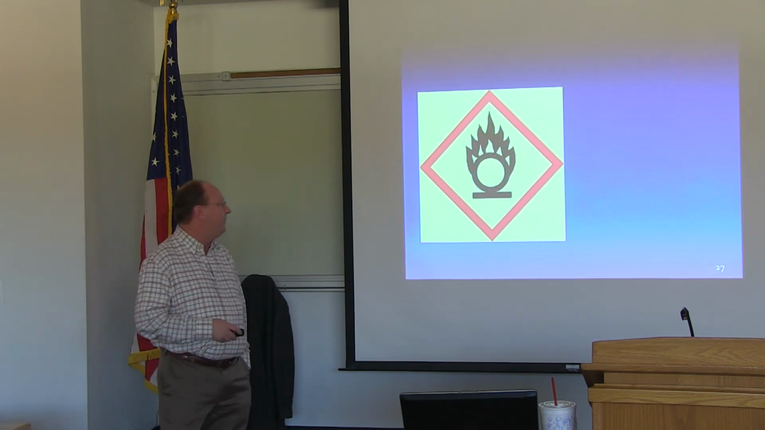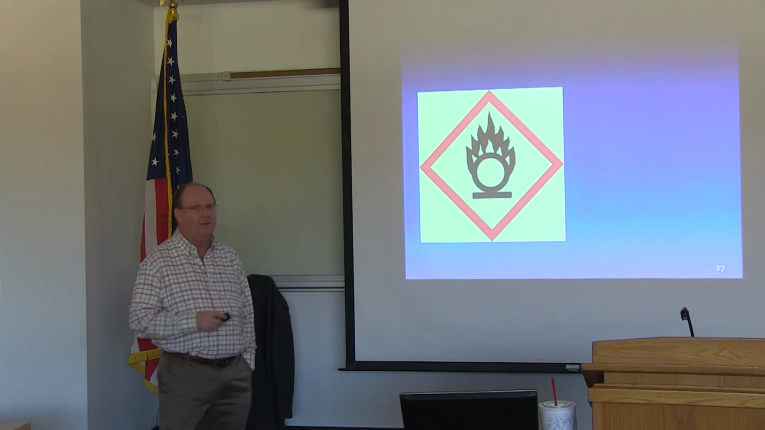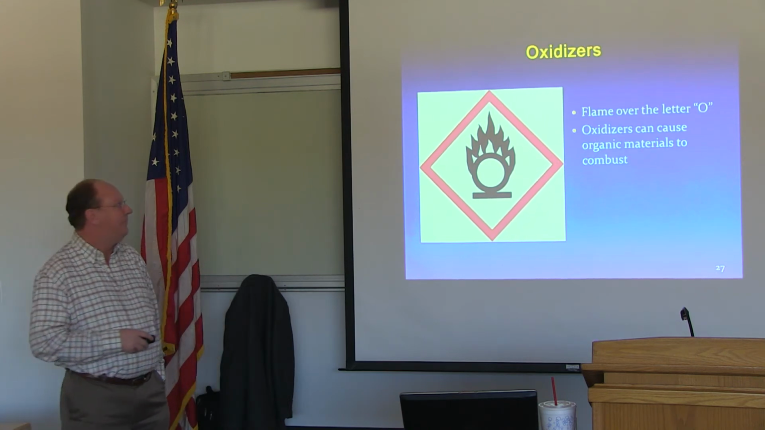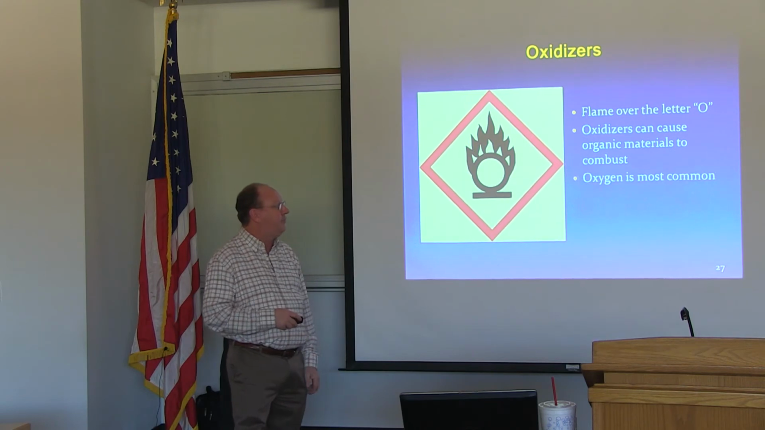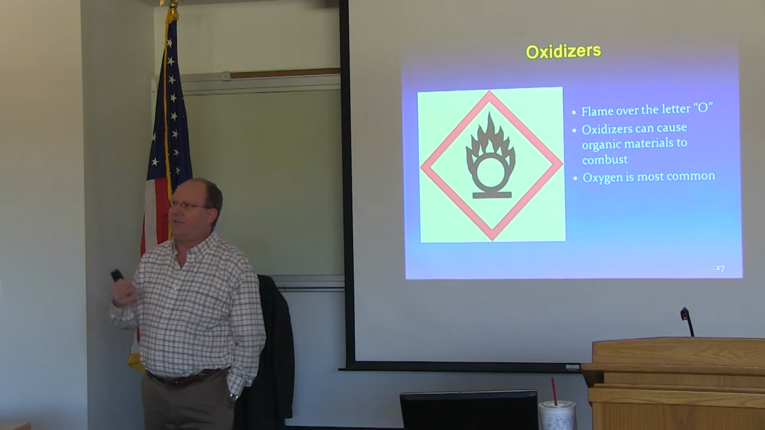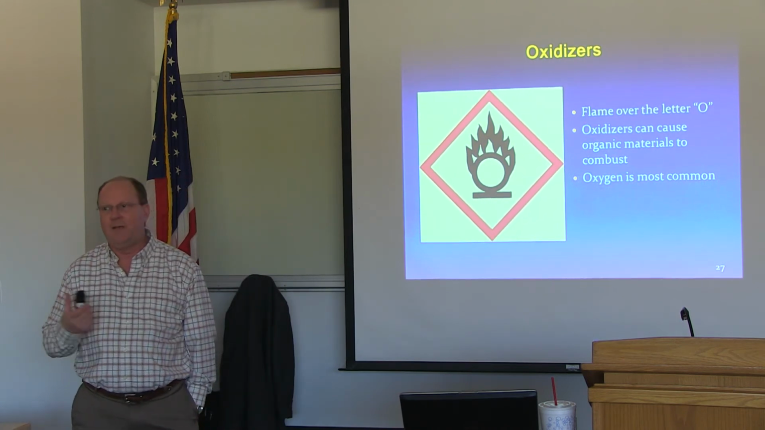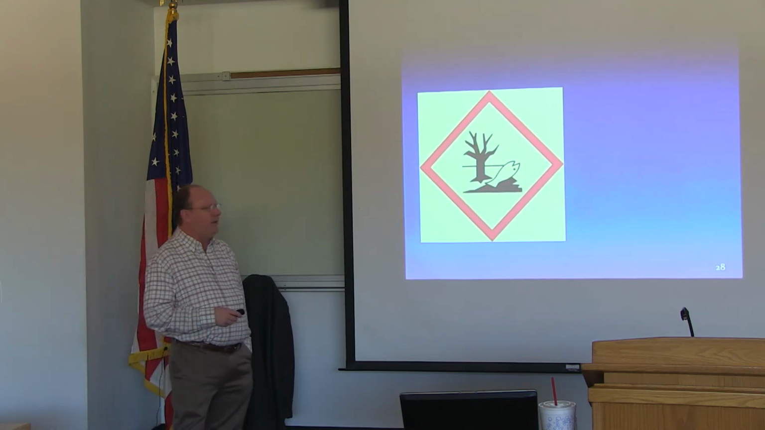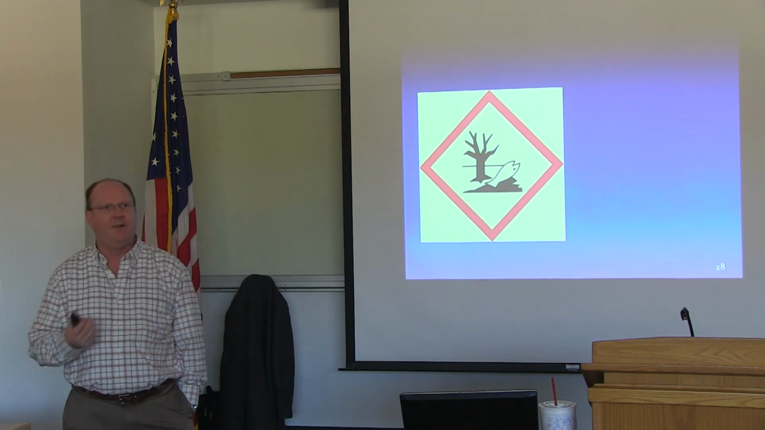Let's go to the other one. What about the circle with the flames above it? Any ideas? Just like you see right here. Remember oxidizers. Oxidizers basically cause organic materials to combust, but most importantly, oxygen is a thing that oxidizers love. That's what they basically live off of. Okay? That's their main food source, is oxygen. What about a tree and a dead fish? Any ideas? This is another pictogram we've not ever had in the past.